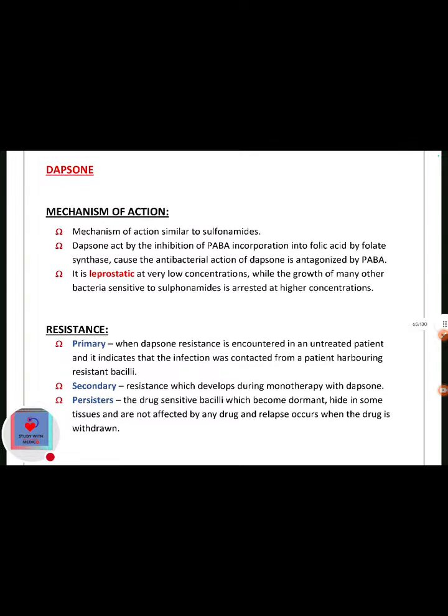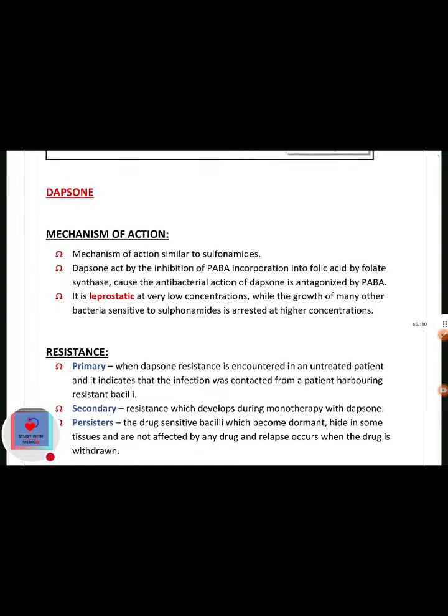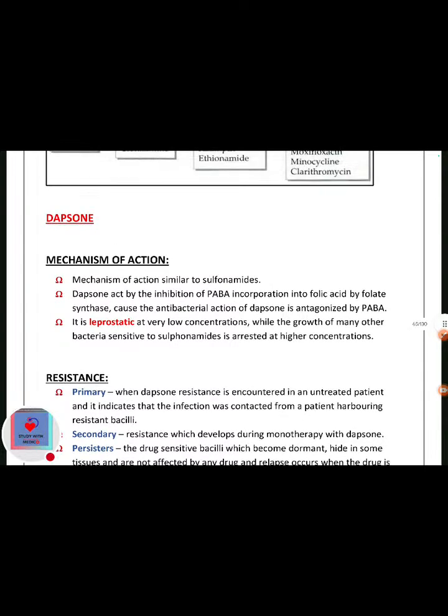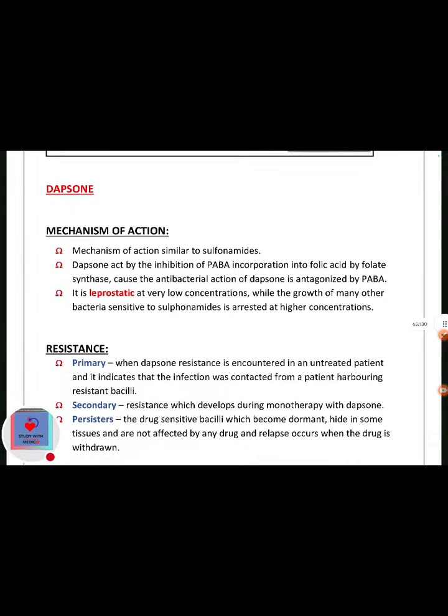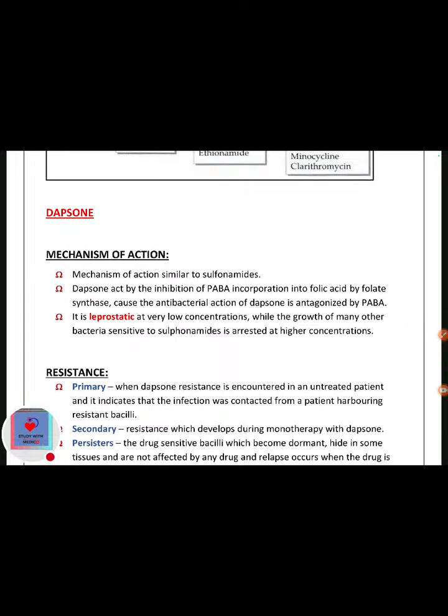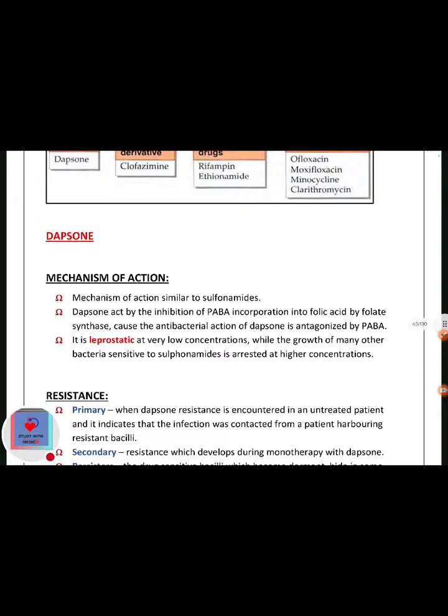PABA, para-aminobenzoic acid, is a crucial component in the synthesis of folic acid, a vitamin essential for bacterial survival. Dapsone, an antibiotic used to treat leprosy, works by inhibiting the enzyme dihydropteroate synthetase, DHPS. This enzyme is responsible for converting PABA into dihydrofolic acid, a precursor to folic acid. By blocking DHPS, dapsone effectively prevents bacteria from synthesizing folic acid, leading to their death. Therefore, PABA plays a crucial role in the mechanism of action of dapsone.